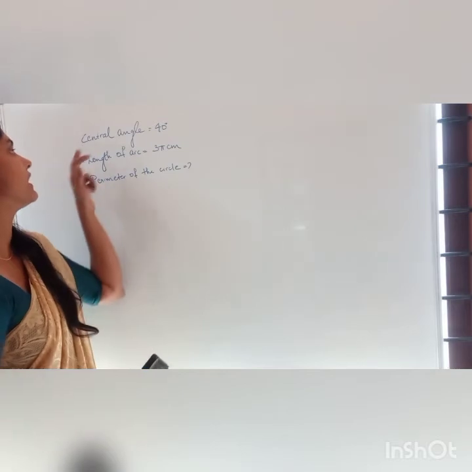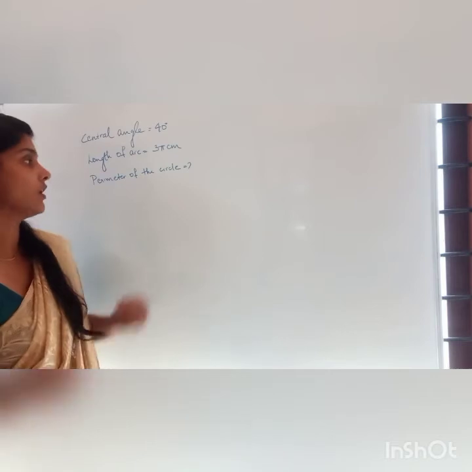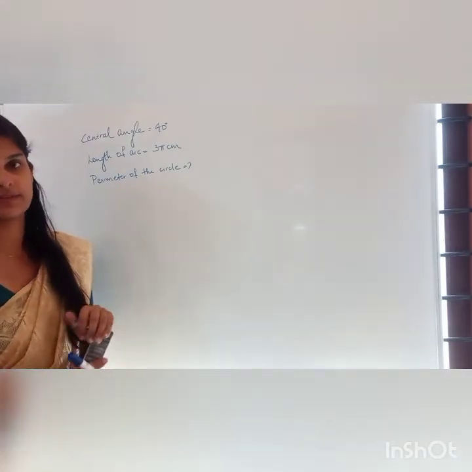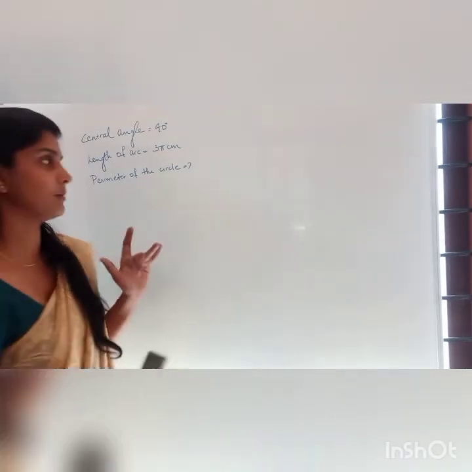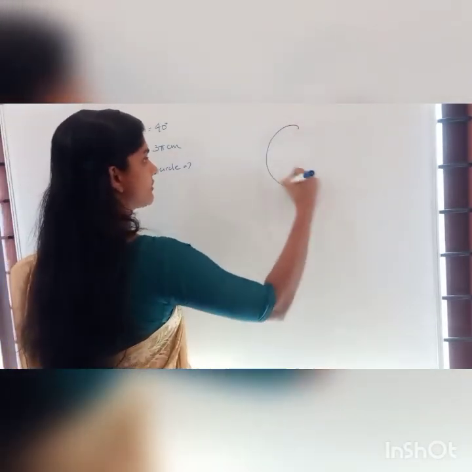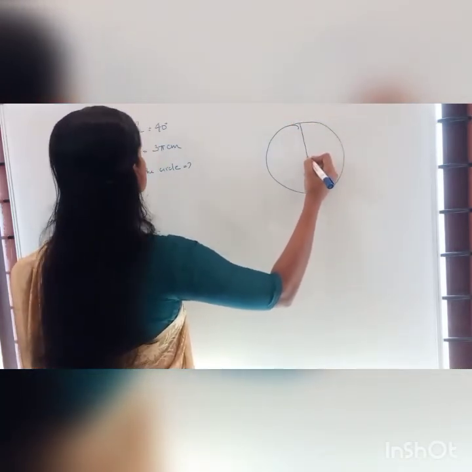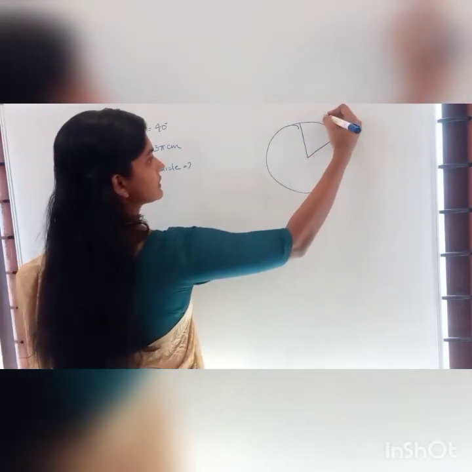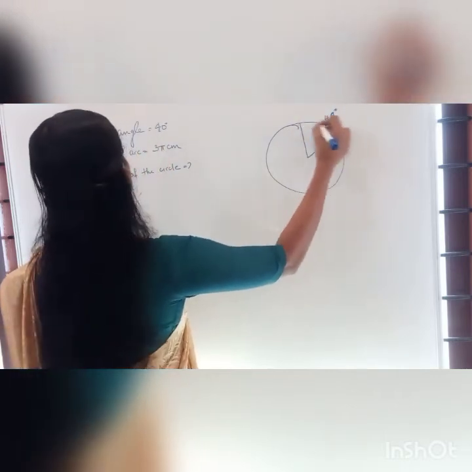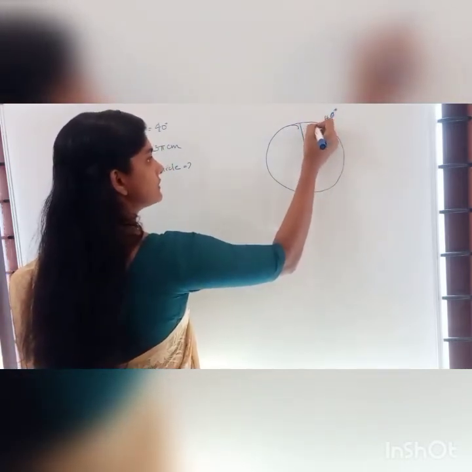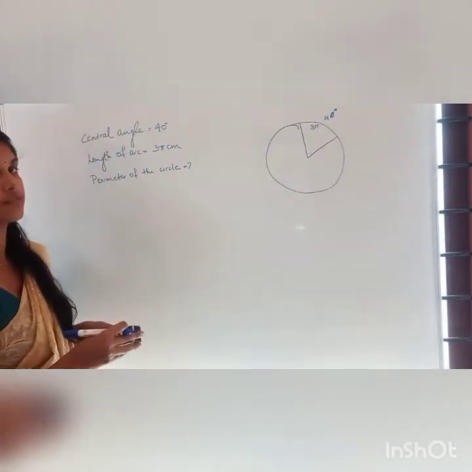Okay? Now we have a question. Here we are given that the central angle is 40 degree. Length of the arc is 3 pi centimeter. What do you have to find? We have to find the perimeter of the circle. We shall see how we can do this problem. So here we have a circle. Here the central angle is given as 40 degree, right? And the length of this arc is 3 pi. We have to find the perimeter of the circle.